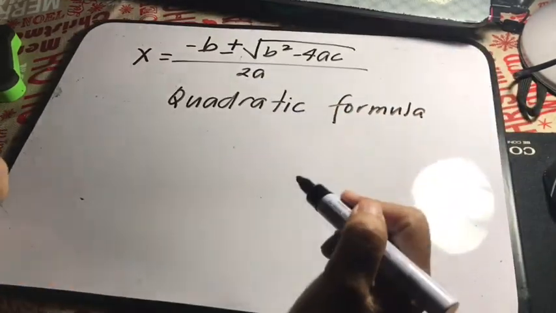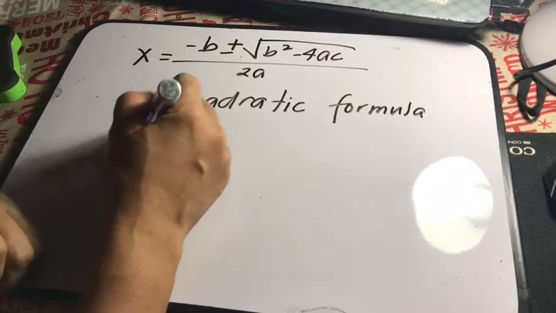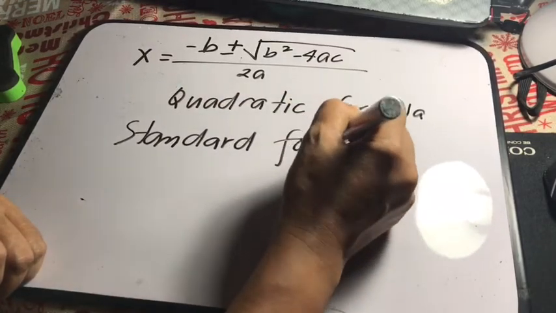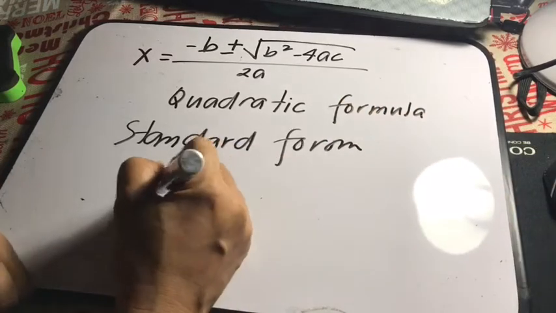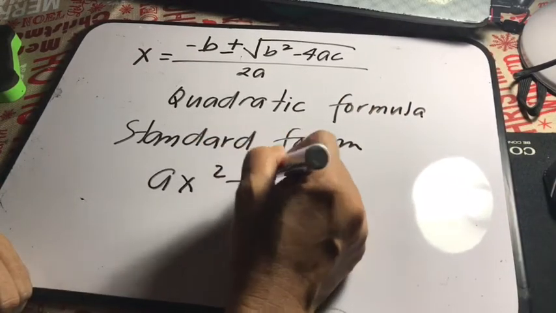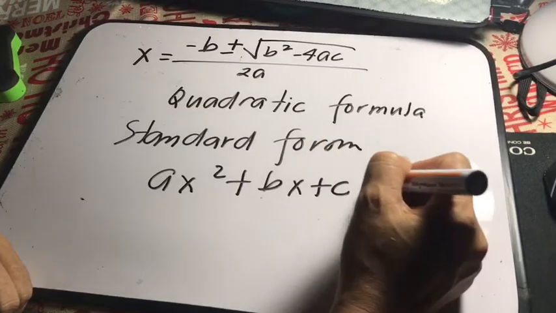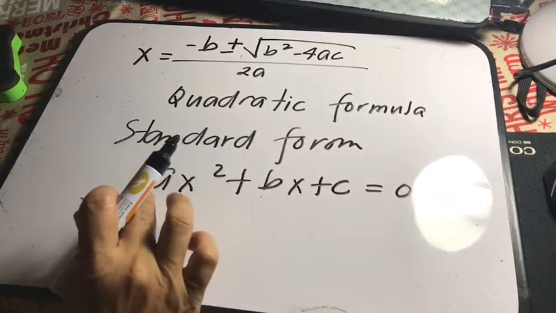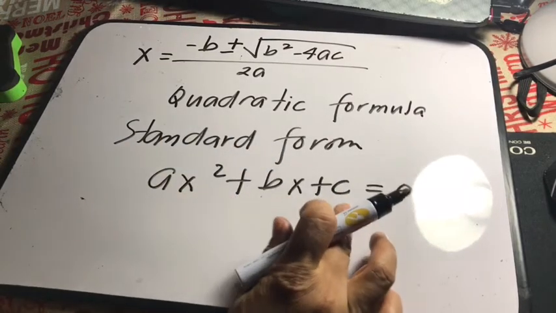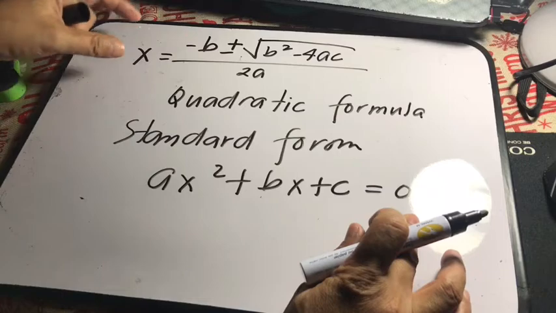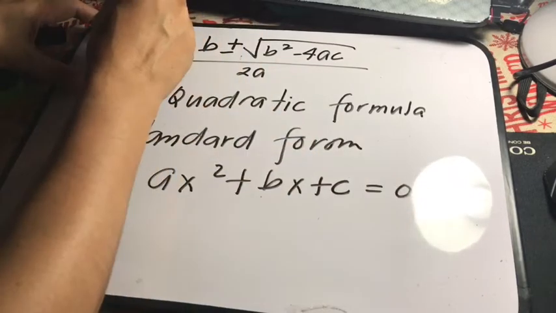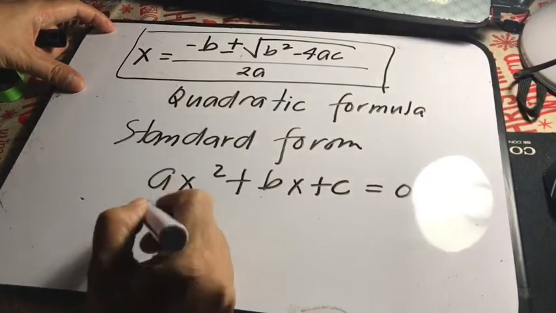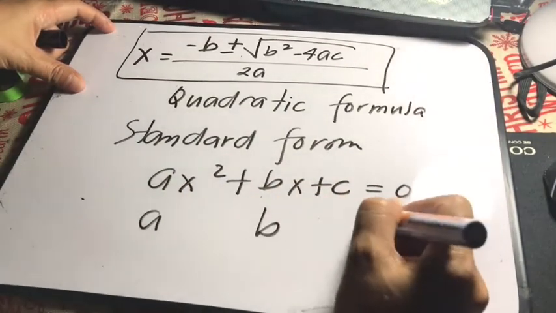We have to express the equation into its standard form. Now, what is our standard form? You have to always remember the standard form is ax squared plus bx plus c equals 0. To solve any quadratic equation, ax squared plus bx plus c equals 0, using the quadratic formula, we have to identify the values of a, b, and c.